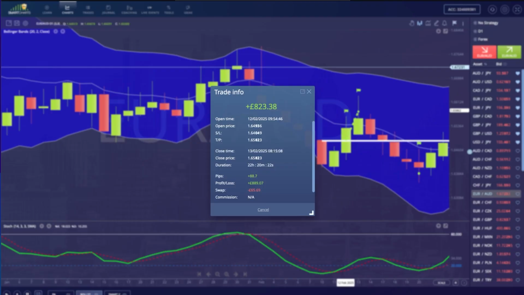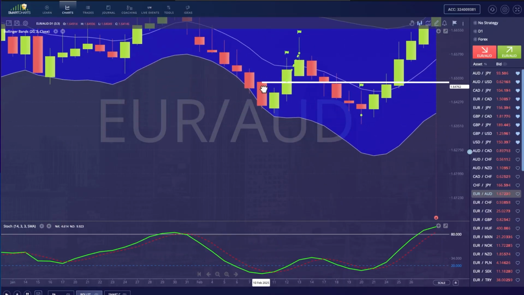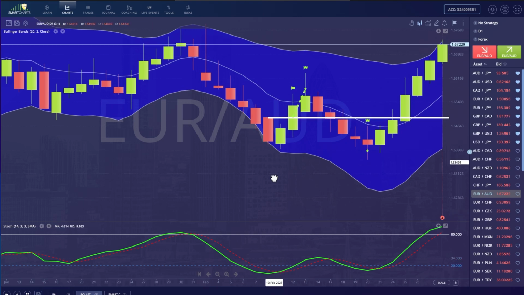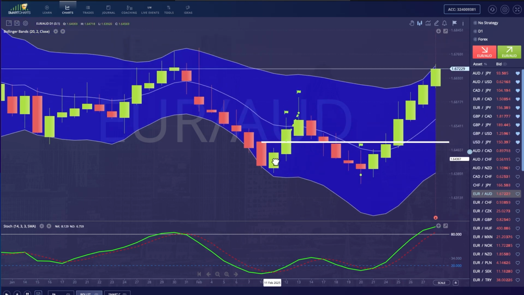Future Suk here. That trade I entered on the Euro Aussie on the 12th of February, around about 10 o'clock at night, I'm excited to tell you that it moved 88 pips and has made me over £800 in a single day. And just to remind you, remember the trading strategy. If it touches the bottom of the Bollinger Band with a bar and the stochastics are oversold, you place a buy on the next bar.